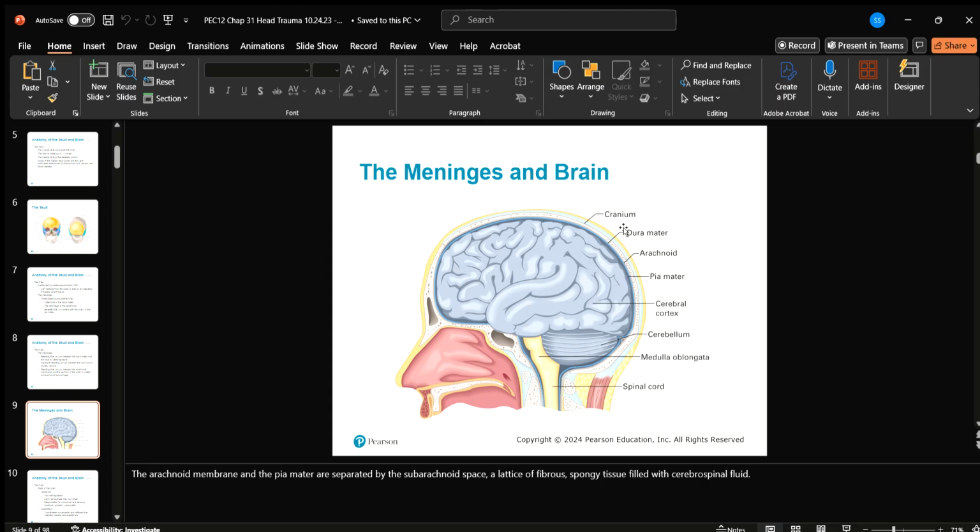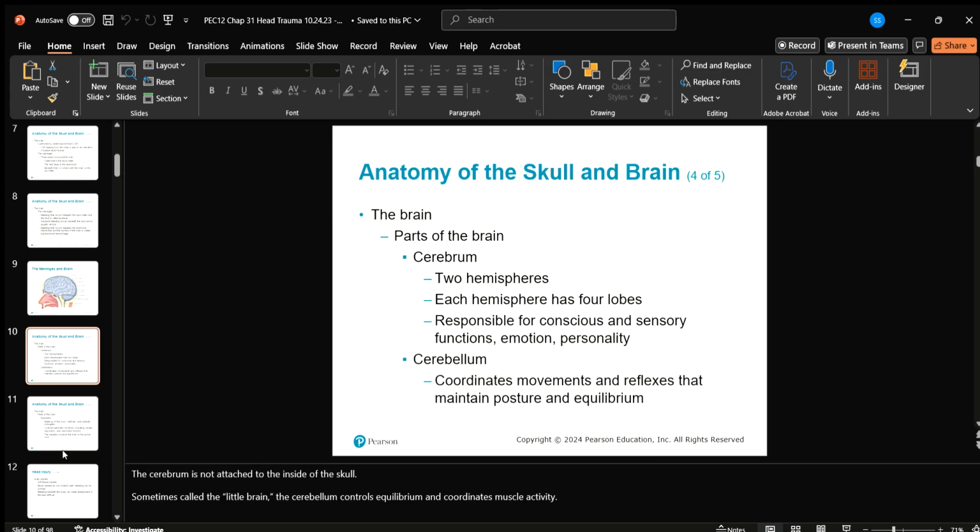The cranium being the skull, okay? And so bleeding in between the cranium and the dura is called what? Between the skull and the dura mater? Epidural. Above the dura mater, epidural. Below that would be called subdural. Got it.